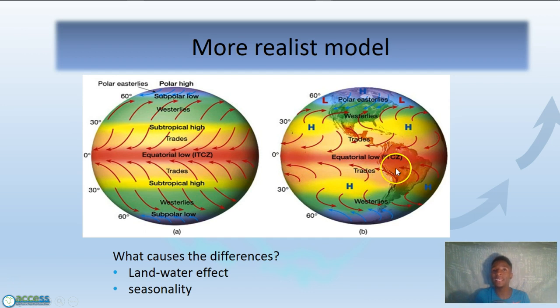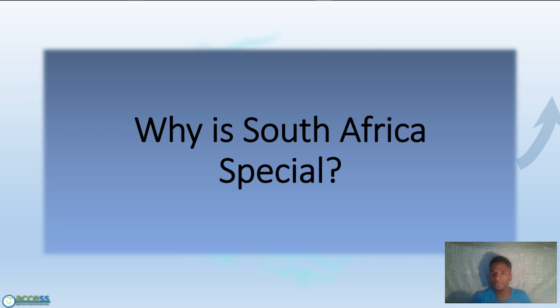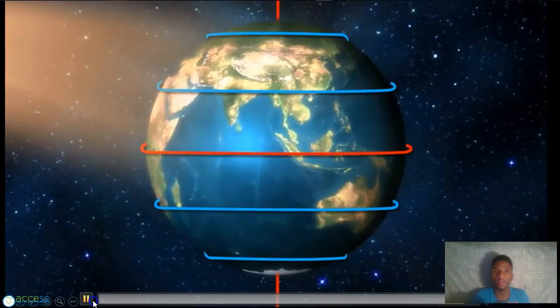So as we know, where there is much heating, the warm air will be forced to rise, because now it's warm, and then when it rises, it will cool over the ocean. So this explains even more in a more realistic manner. And then again, one may ask, why is South Africa special? So in order to explain this, we have to look at the change in the seasons. Seasons play a vital role in explaining this.